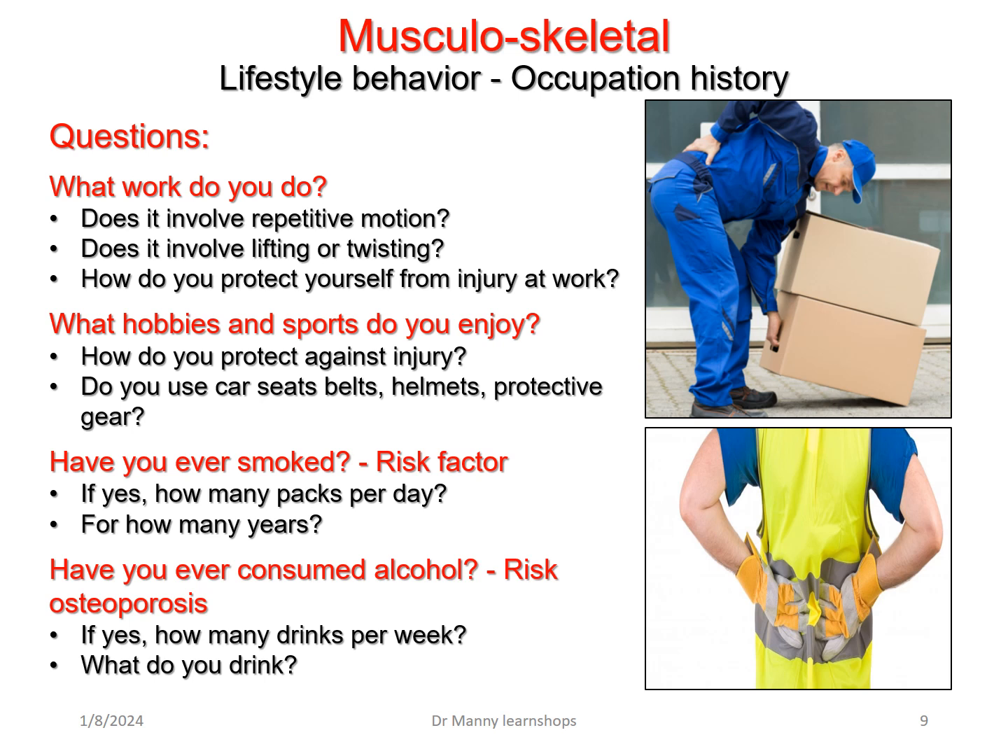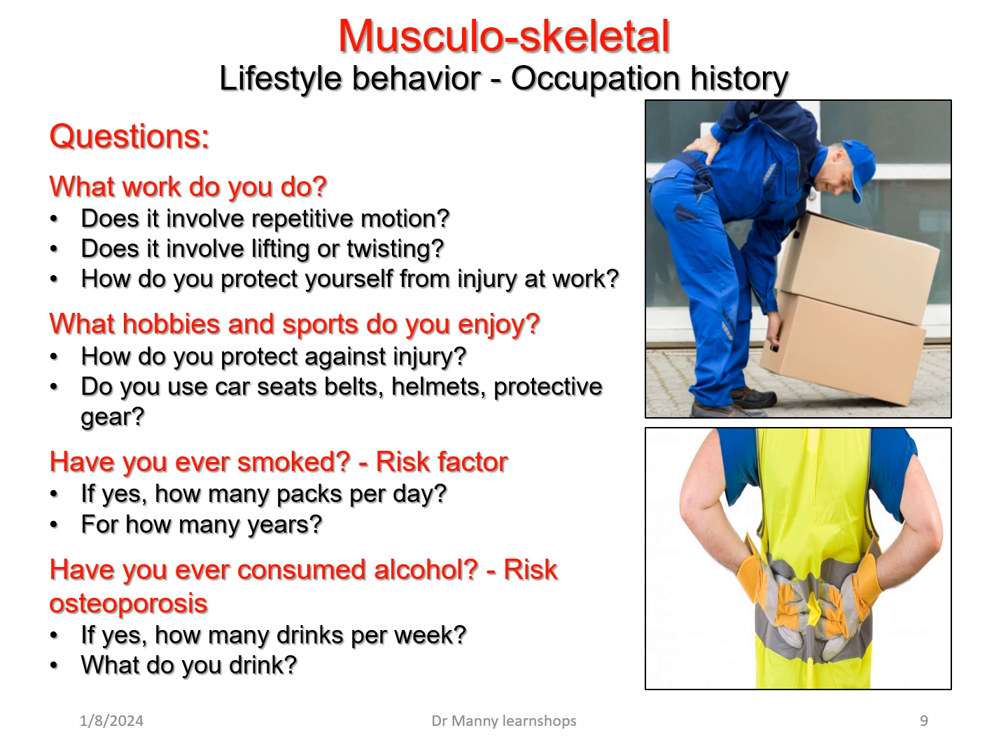When it comes to lifestyle behaviours, which could put you at risk, an occupational history might be important. Questions could include in relation to: what work do you do? Does it involve repetitive motion, lifting, twisting? How do you protect yourself from injury at work? If it relates to hobbies or sports, how do you protect yourself from injury? Do you use car seat belts, helmets, if riding a motorcycle or playing football? What protective gear is utilised?